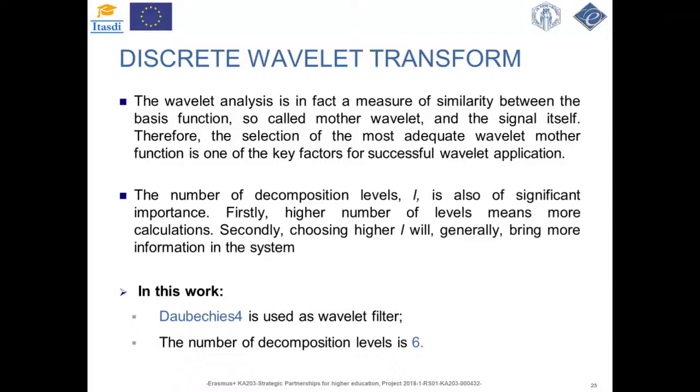A higher number of levels will bring more information into the system, for example an extended feature vector, and in that way we will increase the classification accuracy. Additionally, choosing a higher number of levels will result in increased calculation complexity of the classification algorithm. Experimental results have shown that increasing the number of levels beyond 6 does not significantly affect the accuracy of the algorithm. Therefore, in this work, the number of decomposition levels is chosen to be 6.